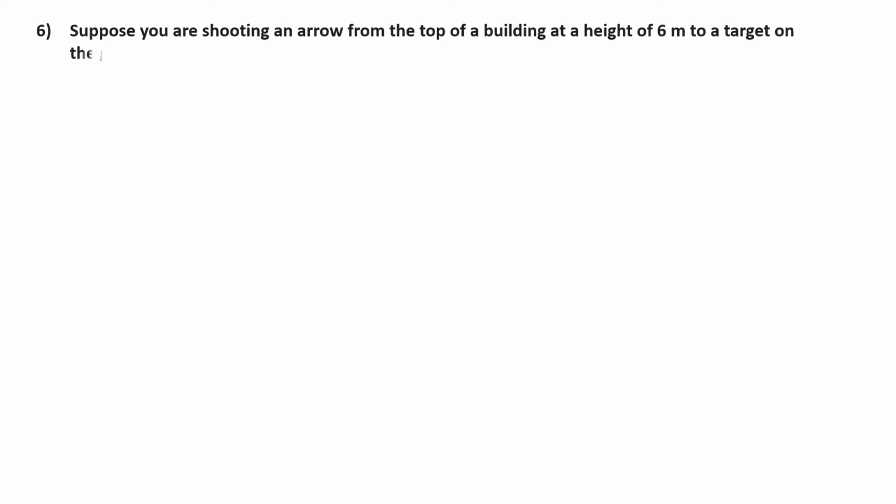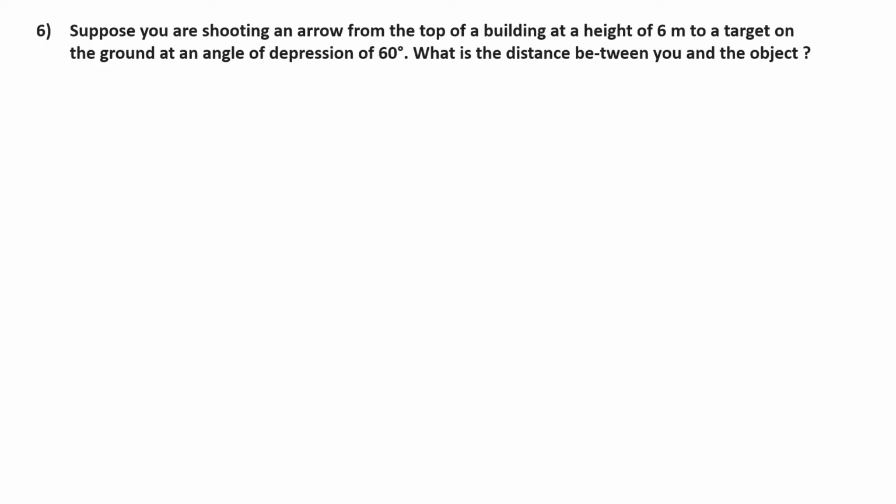Next, the sixth question is: suppose you are shooting an arrow from the top of a building at a height of 6 meters to a target on the ground at an angle of depression of 60 degrees. What is the distance between you and the object? Up to the fifth question, you had the concept of angle of elevation. In all five questions, the targets are above the ground level. Now here the target is on the ground and the observer is above the ground.